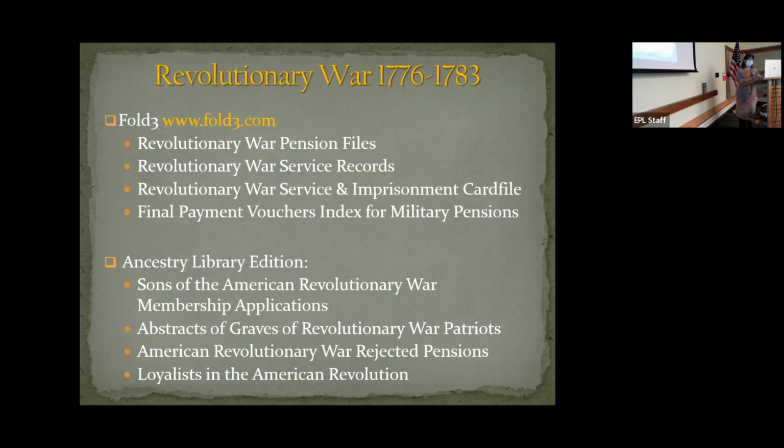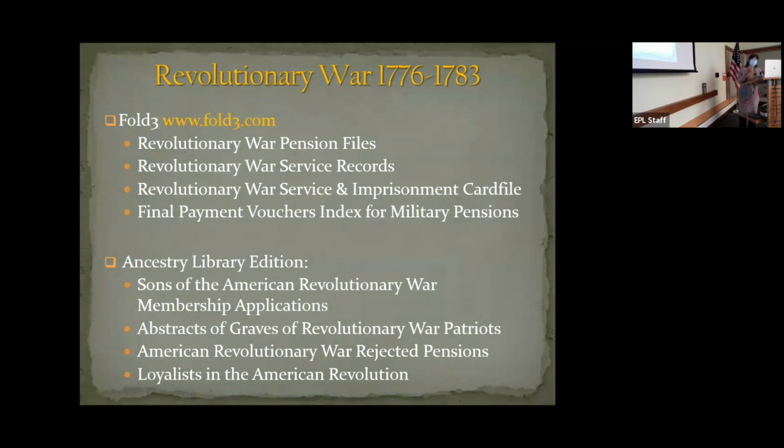The Heritage Quest version is a little more complicated to read, and it's incomplete. So if you have access to Fold3, either personally through the .com or through your library via the Fold3 Library Edition, you would have access to these Revolutionary War pension files. You'd have access to the voucher indexes for those pensions and those land records through that site.